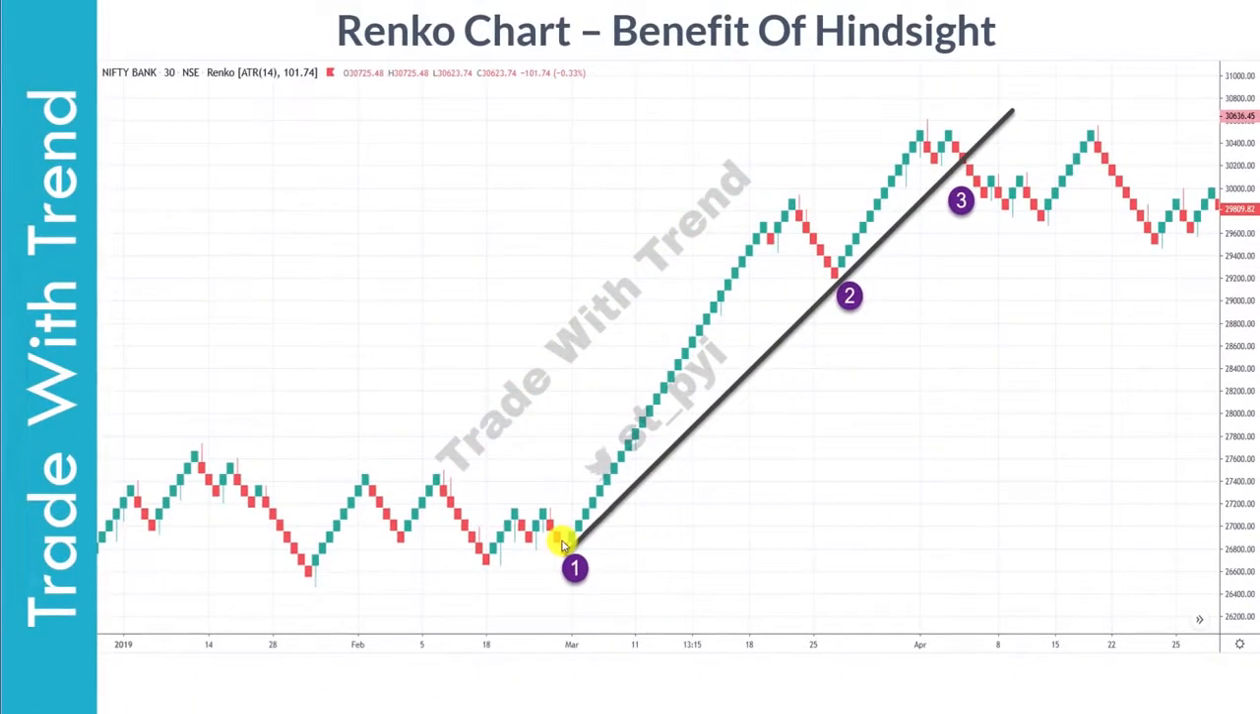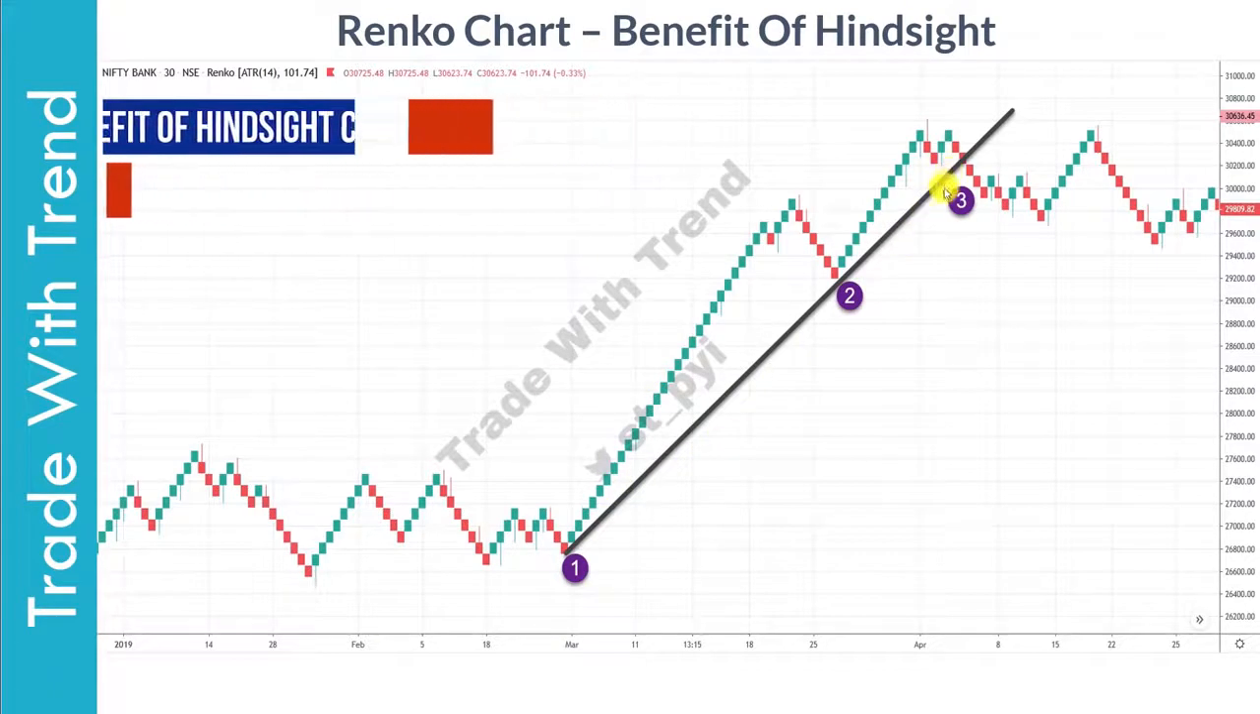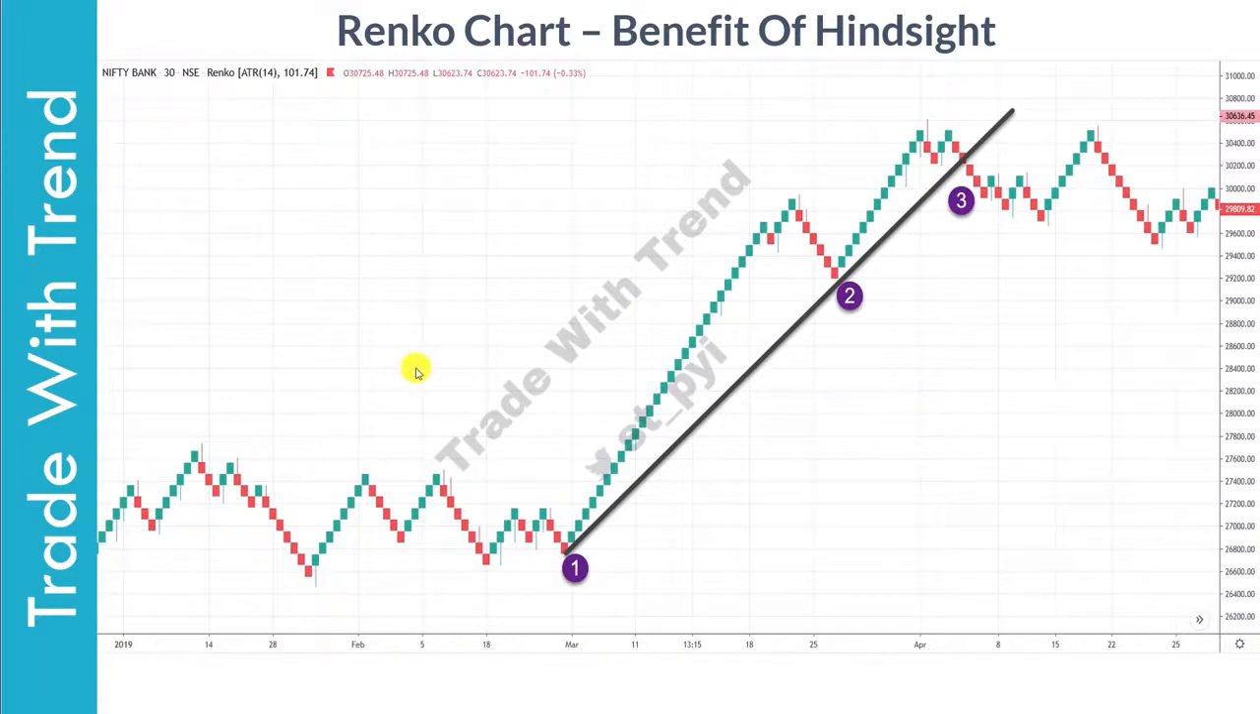And this is something that has to be addressed, because this will lead to a lot of false signals, and eventually you will start losing faith in RENKO charts, because as your losses start to pile up, that is when you will start to doubt this method. So the trend line method is the first method through which you can identify support and resistance levels.